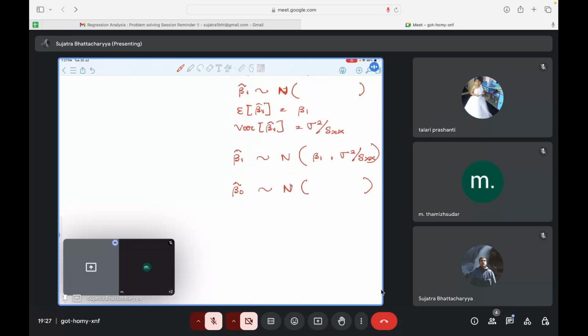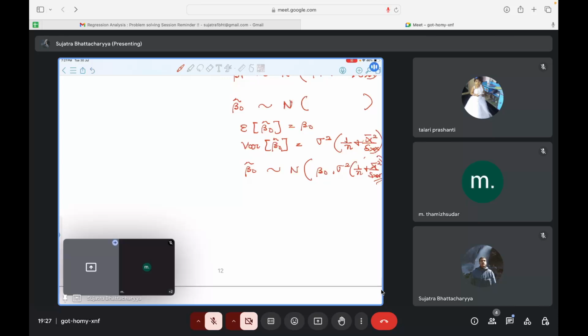But what will be its mean and standard deviation? The mean of beta naught cap is nothing but beta naught. The variance of beta naught cap is somewhat different: sigma square times (1 by n plus x bar square divided by Sxx). So beta naught cap is normal with mean beta naught and variance sigma square (1 by n plus x bar square divided by Sxx). That's all.